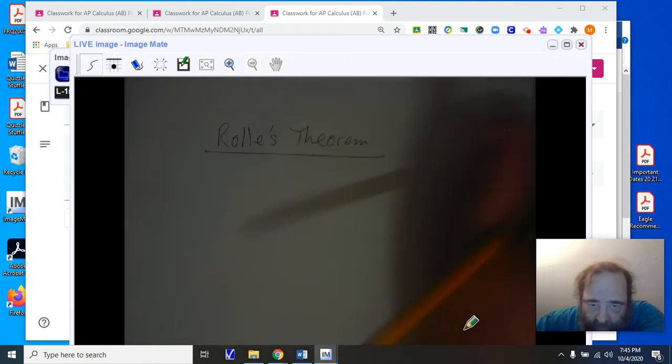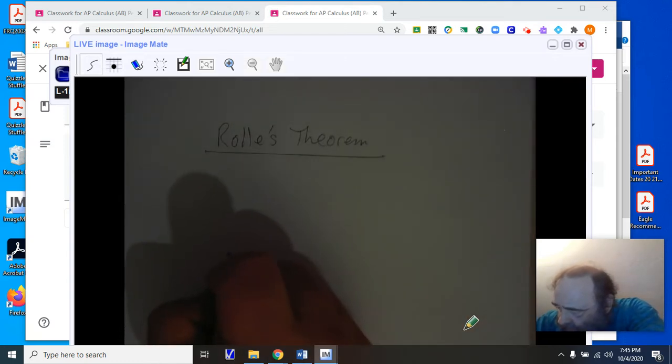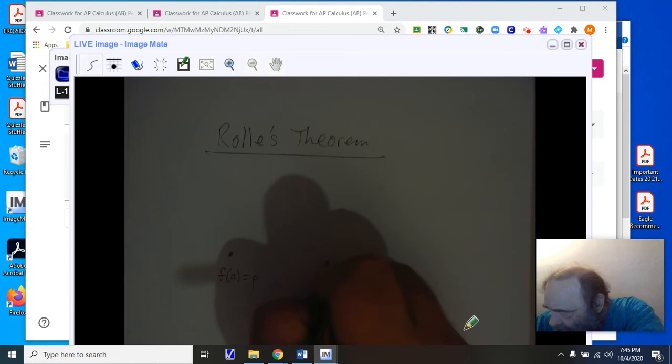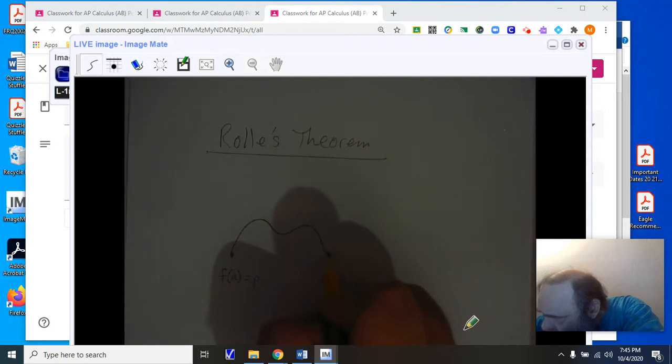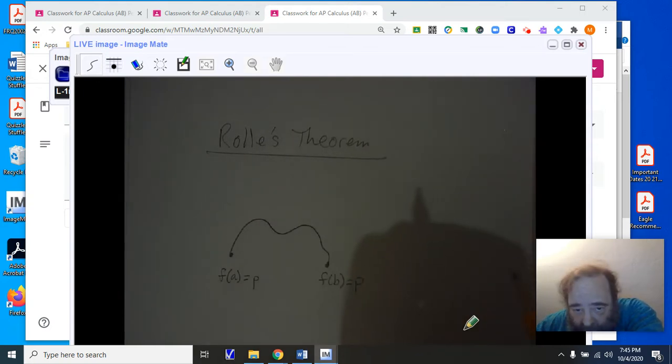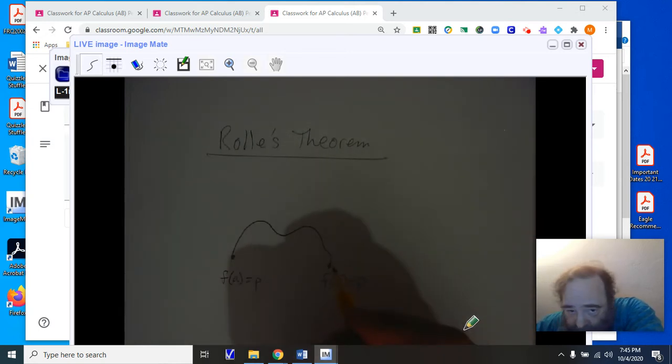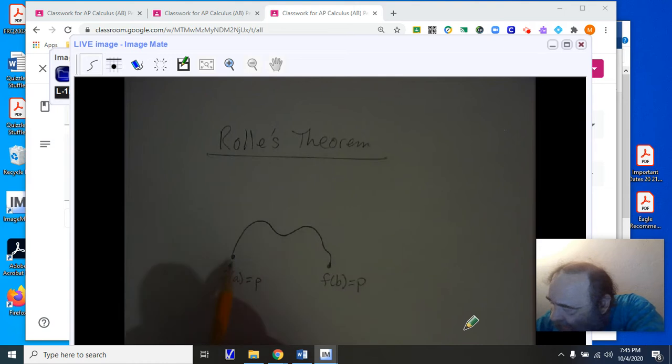Rolle's theorem is a very straightforward theorem that tells me that if I have two values, f of a equaling p and f of b equaling p, and I know that I have a continuous and smooth curve from a to b, which once again is continuous and smooth and therefore differentiable, there has to be at least one place in the graph that has a parallel line to the slope of the secant line between them.